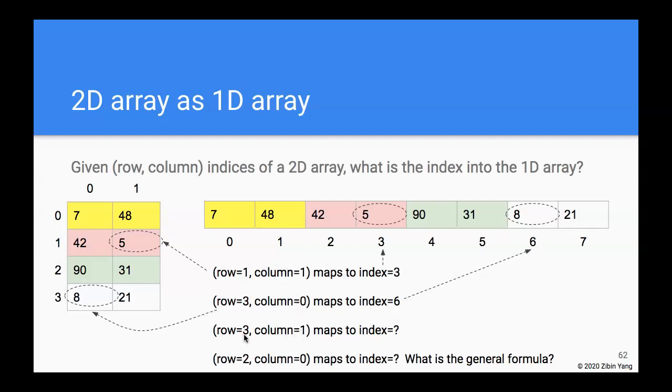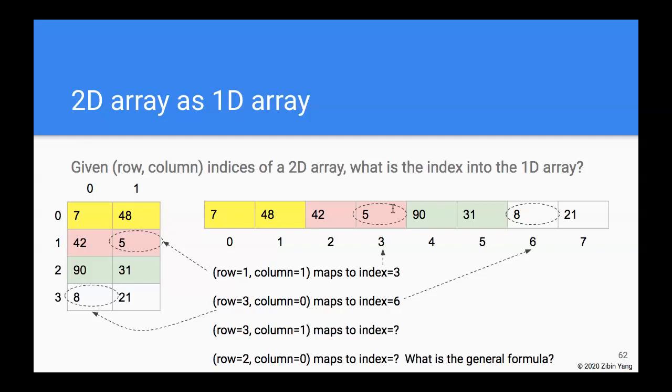So let's say row 3 and column 1, which index does it map to? And what about row 2 and column 0? Which index does it map to? And I hope that after going through a few of these examples, you can try to see if there's a formula that calculates the 1D index given a row and a column. So give this a try.